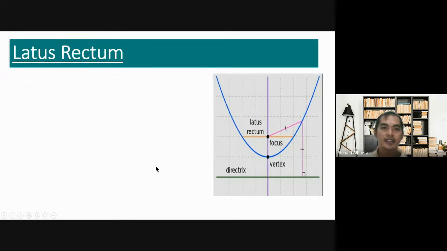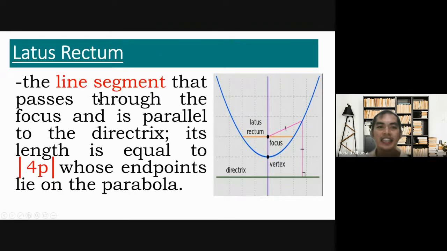Okay. Next, latus rectum. Hindi na po ang latus rectum line. It's only a line segment that passes through the focus and is parallel to the directrix. Okay, so makita nyo parallel siya. So, the latus rectum is parallel to the directrix. Parallel po yan, no? So, ang pagkakaiba lang niya, ang latus rectum ay line segment while directrix is a line.